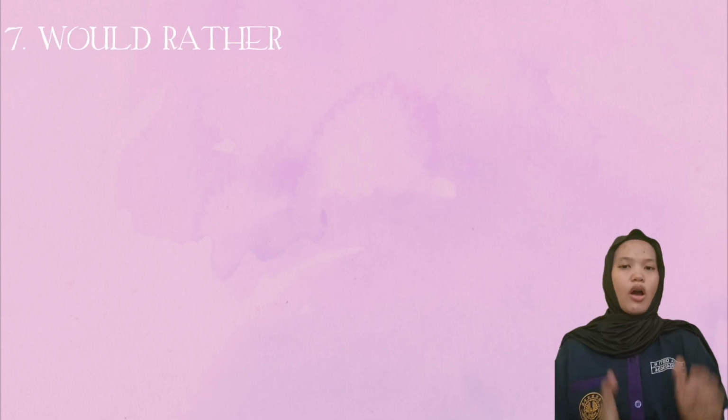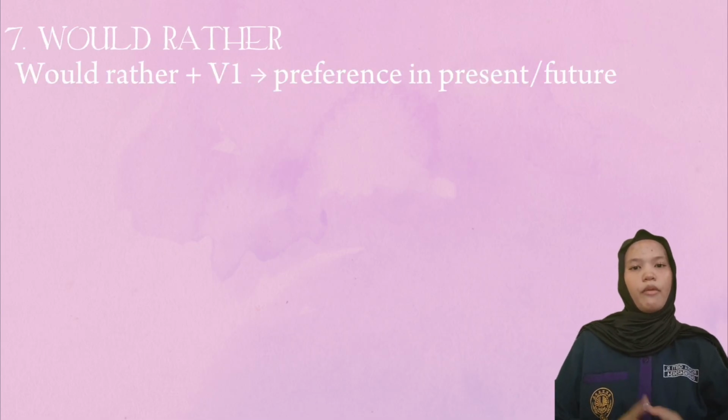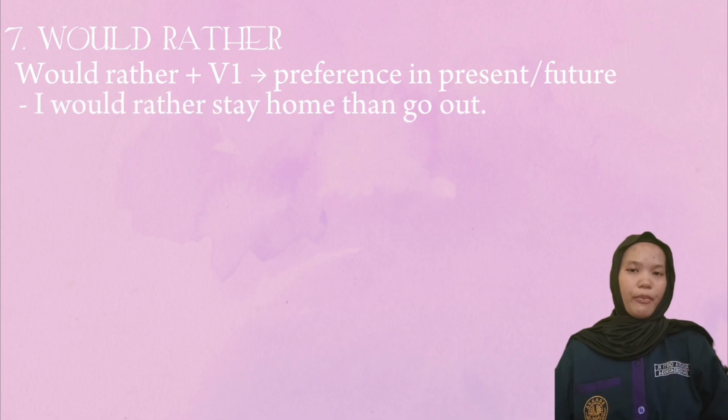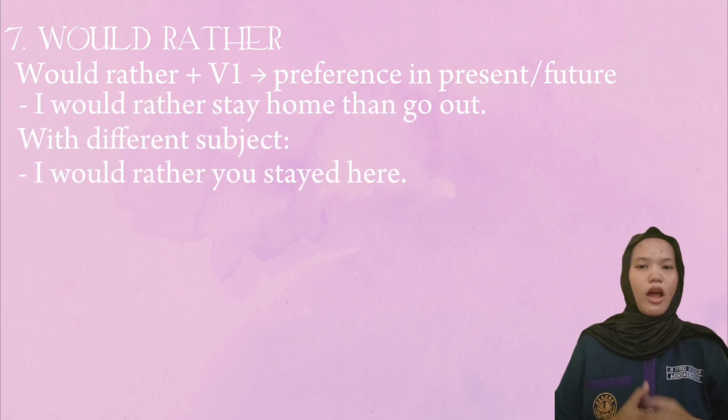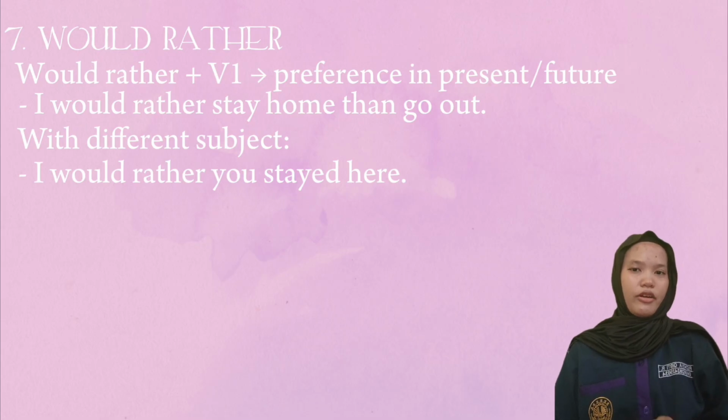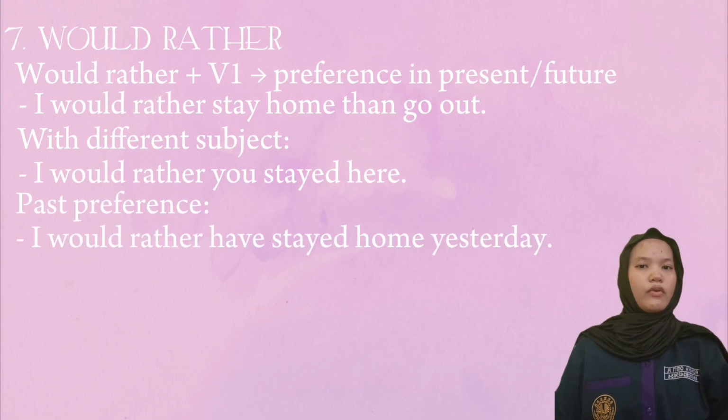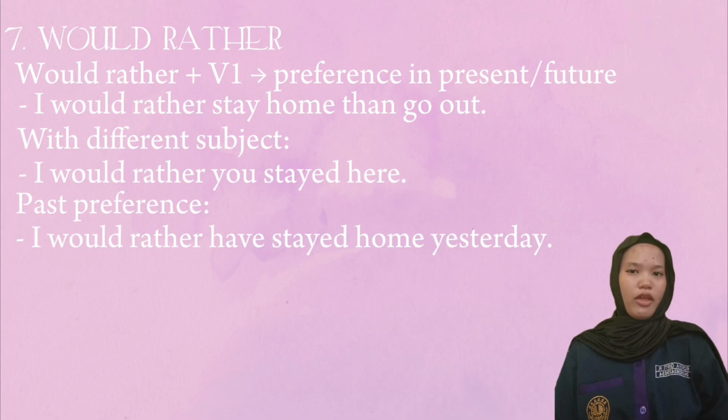Would rather plus verb 1 expresses preference in the present or future. For example, I would rather stay home than go out. With a different subject, I would rather you stayed here. Past preference: I would rather have stayed home yesterday.